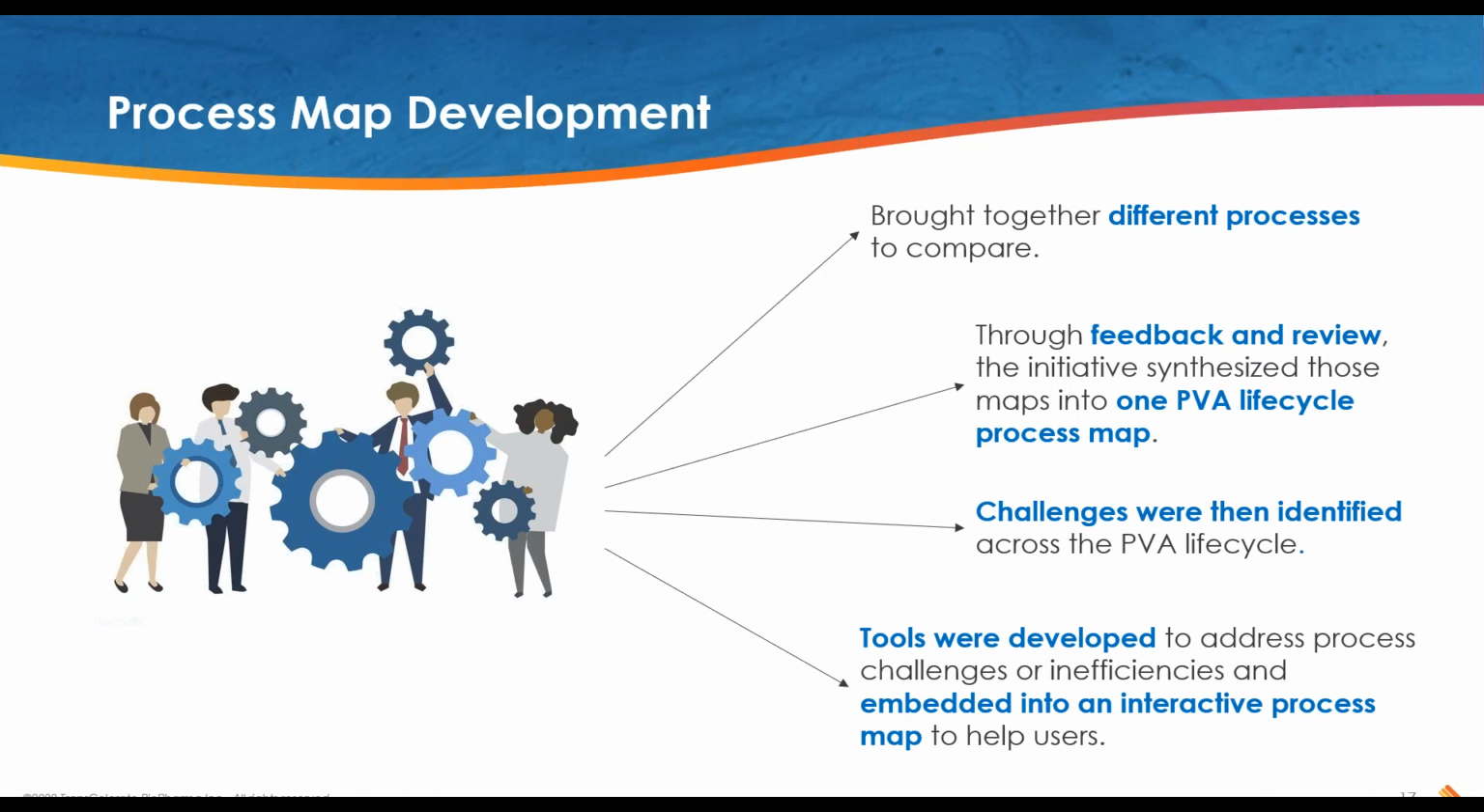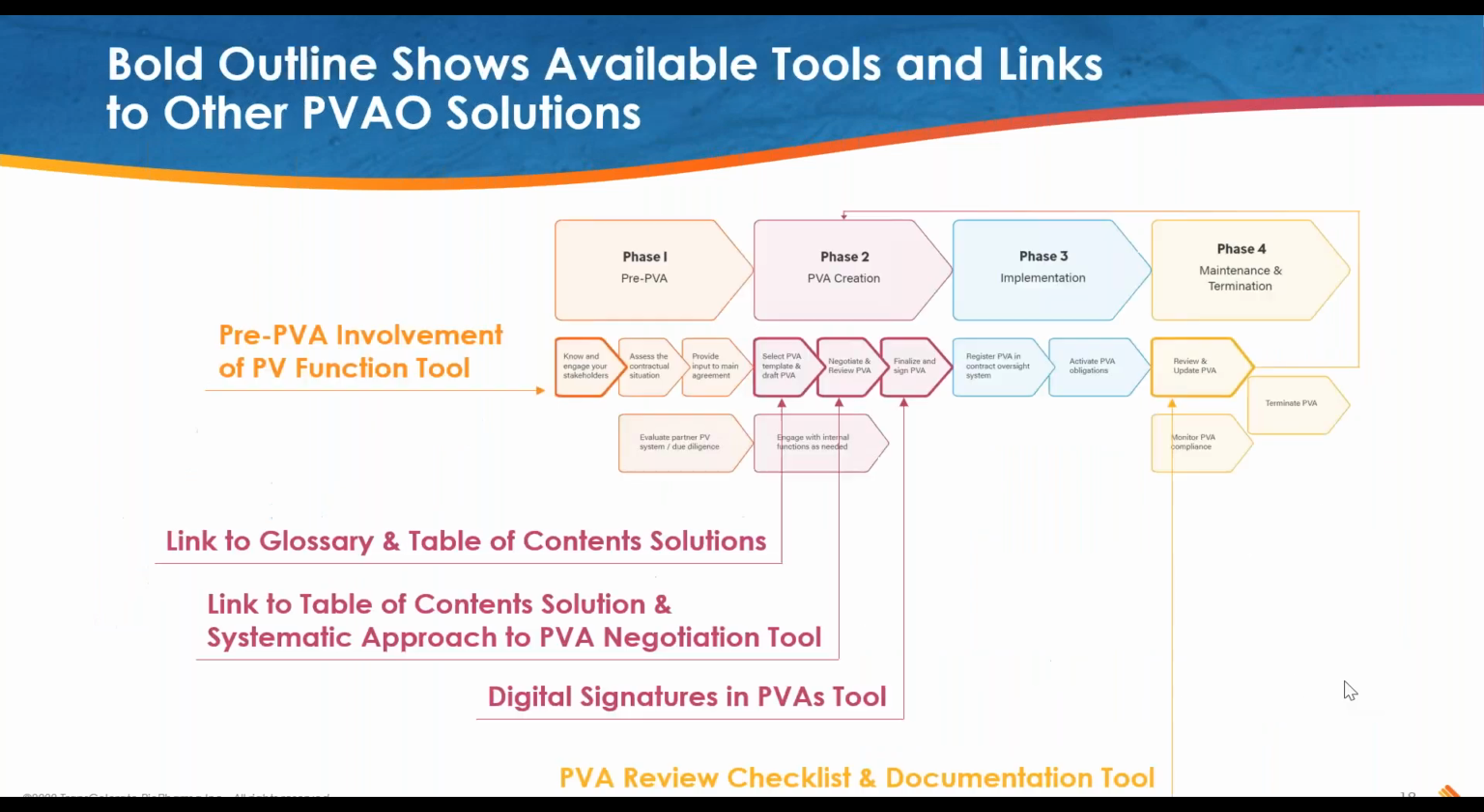So how was the process map developed? We brought together different processes from the member companies and compared them. And through feedback and review, the initiative synthesized those maps into one PVA lifecycle process map. While doing this, we identified several challenges across the PVA lifecycle. And with this, tools were developed to address these challenges or inefficiencies and embed them into an interactive process map to help users. Next slide, please.